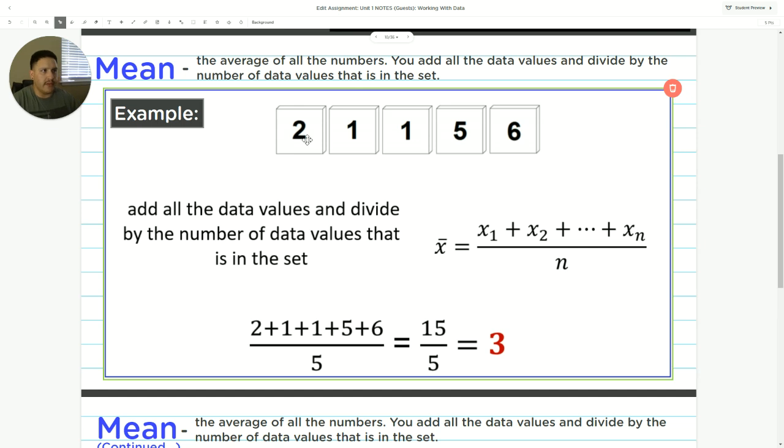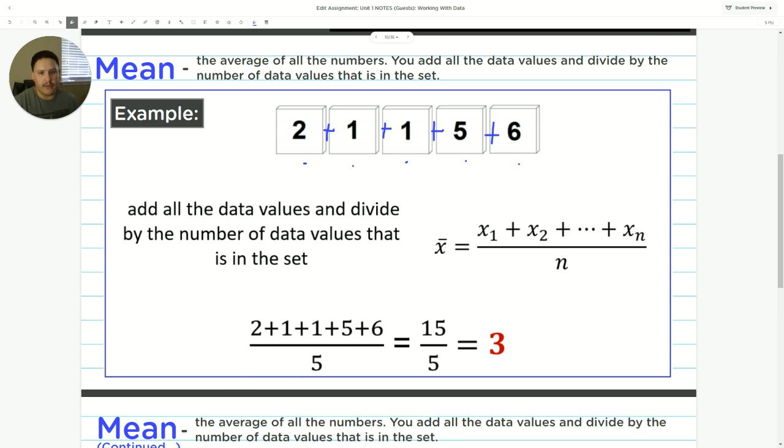So for this example, the formula goes as follows. 2 plus 1 plus 1 plus 5 plus 6. Okay? From first to last. Now we have a total of 5 blocks, so then we're going to divide all of that by 5.